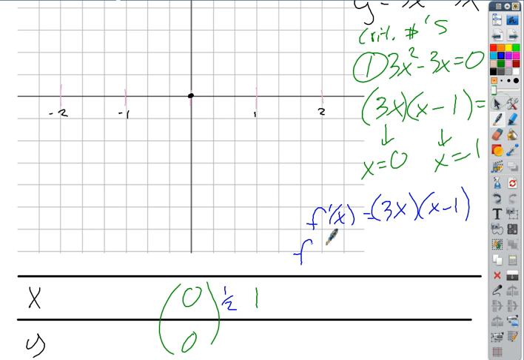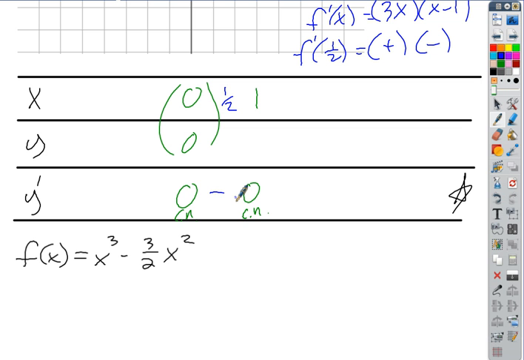F prime of 1/2 equals. Is the factor 3x positive or negative when x is 1/2? Positive. So we'll just take that to be some positive factor. Don't care what it is. X minus 1 is negative. A positive times a negative yields a negative. Right? So we know we've got a decreasing function in between those two critical numbers.